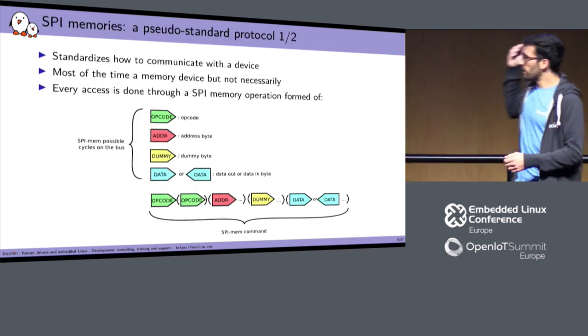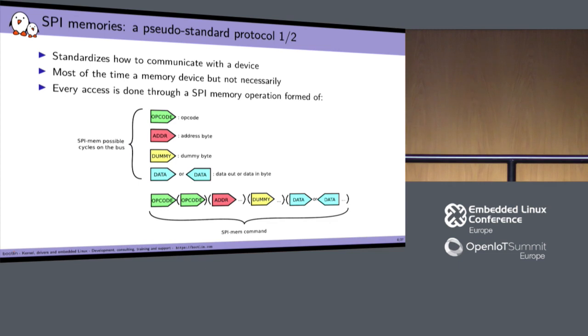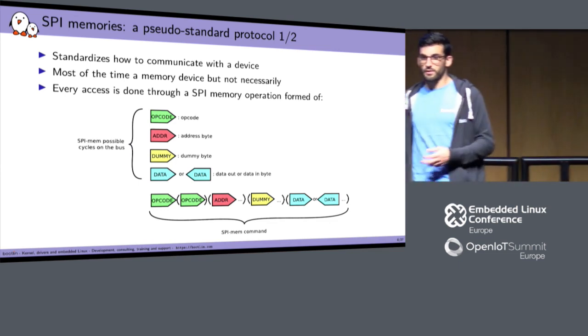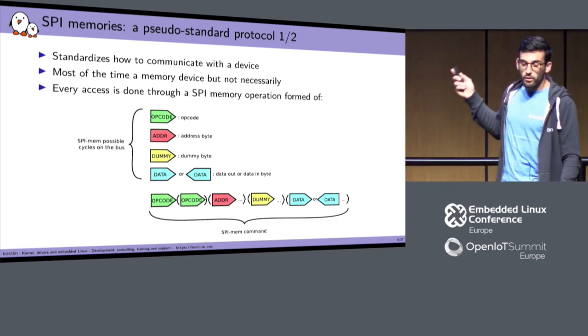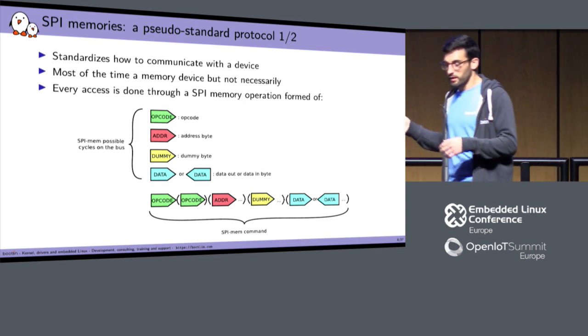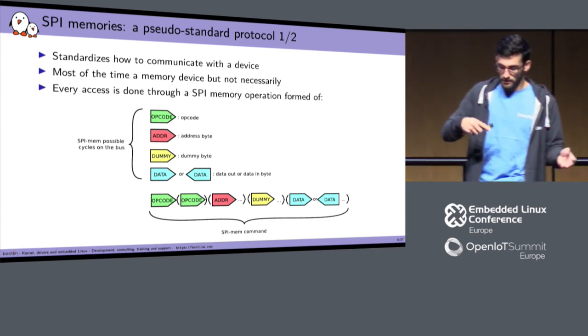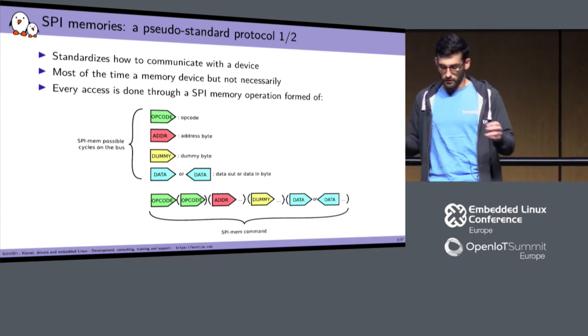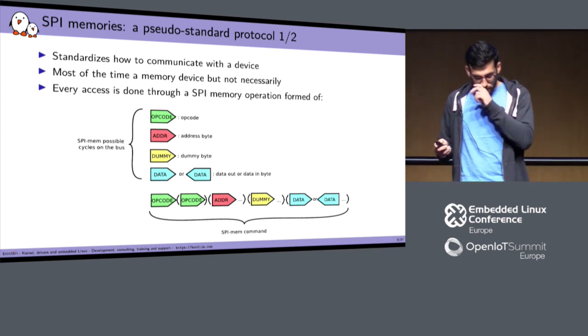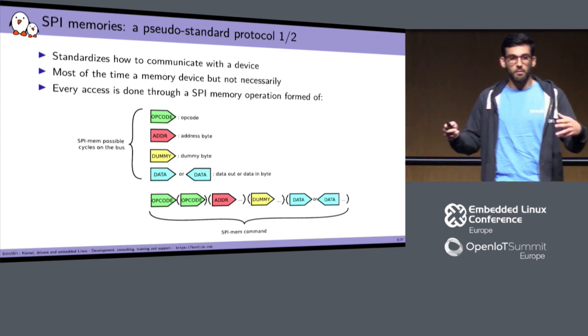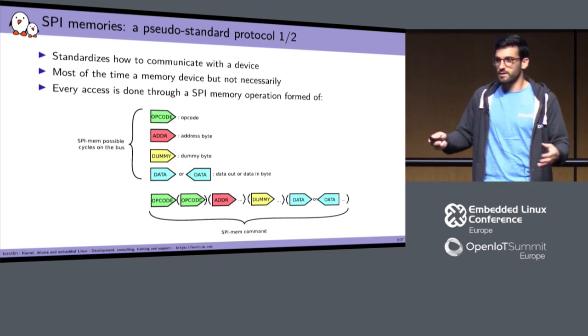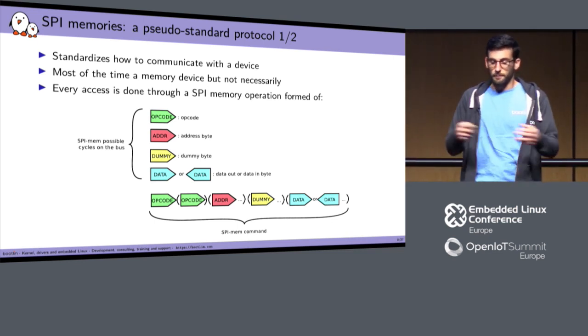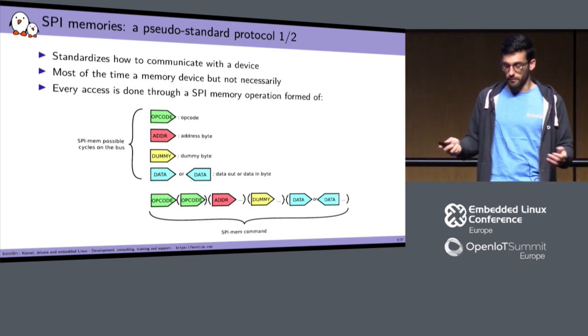This is the SPI memory protocol. It's made of different cycles: opcode, address cycles, dummy cycles, and data in or data out cycles. This is pretty standard. All of this makes SPI memory commands. This is the basics of an exchange with a SPI memory.